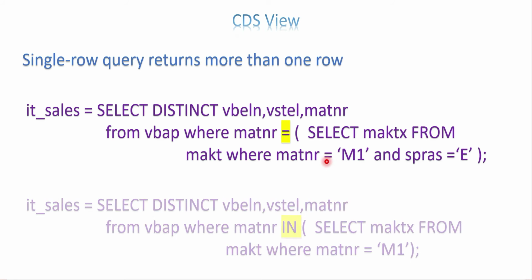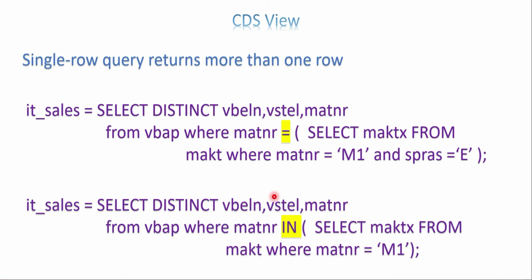The next scenario is where the main query is ready to accept multiple records. It may be single or multiple. In this example, I have removed the language field from the subquery, so it may return more than one record. If that is the case, make sure your main query has the operator IN to receive the records from your subquery. This will manage whether it is a single or multiple record, so you won't get a short dump.